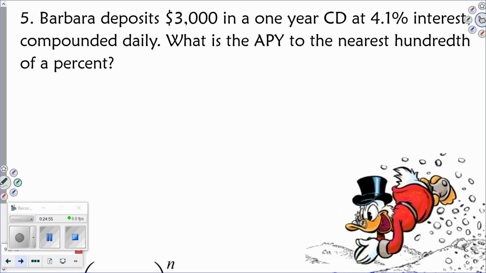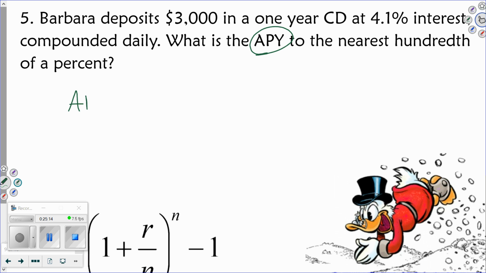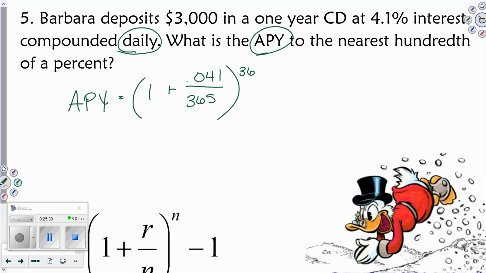Number 5. Barbara deposits $3,000 in a 1-year CD at 4.1% interest compounded daily. What is the APY to the nearest hundredth of a percent? Again, it's easy to tell what formula because it literally says APY in it. All right. So APY equals 1 plus, my rate would be 0.041. It is compounded daily again, so 365.